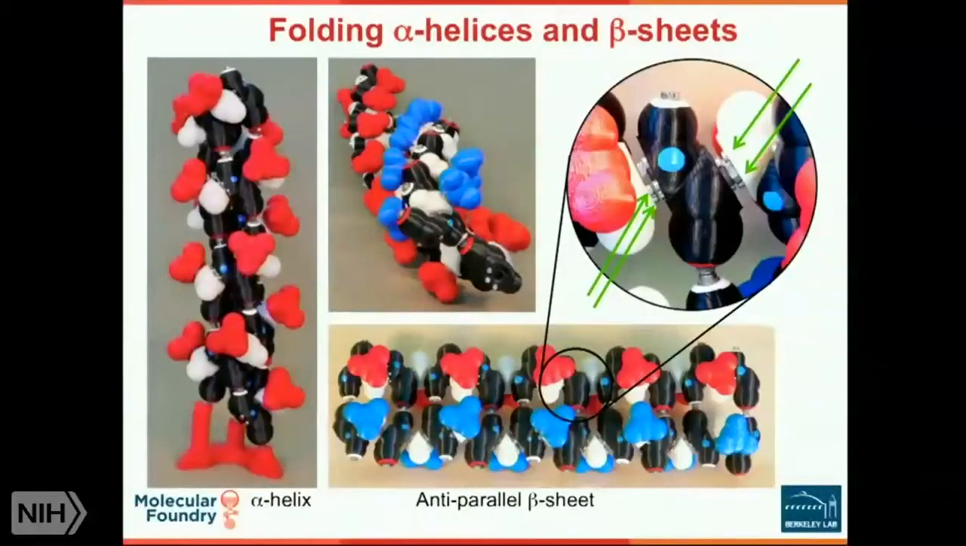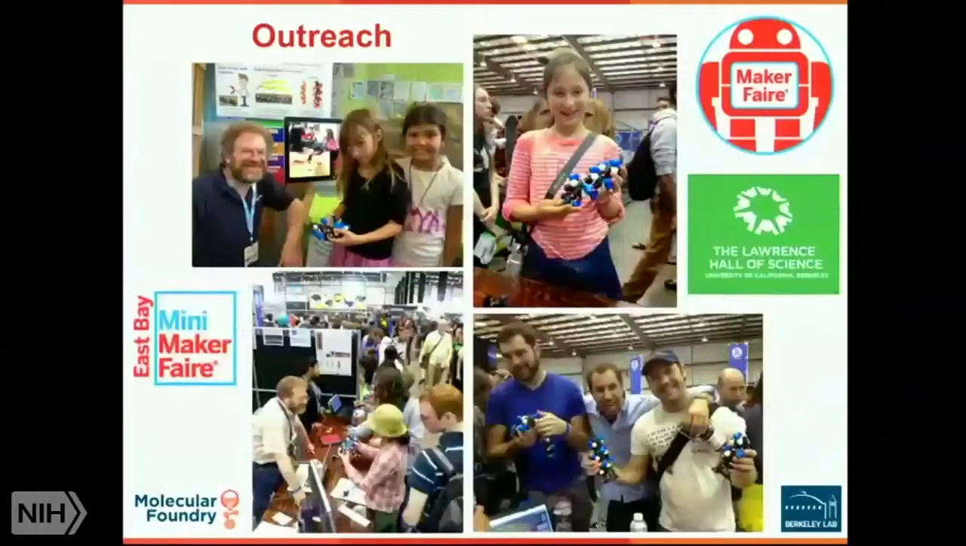If we look in more closely, you can see that in the beta sheet, these magnets are aligned, and in the alpha helix, they're also aligned, but in an alternate configuration. Finally, we've been doing some outreach here. I've gained a lot of insight from it, and we realized that this is a great way to engage the public and students, from kids to adults, who have really enjoyed this a lot. We're just looking for other ways to get these models out there.